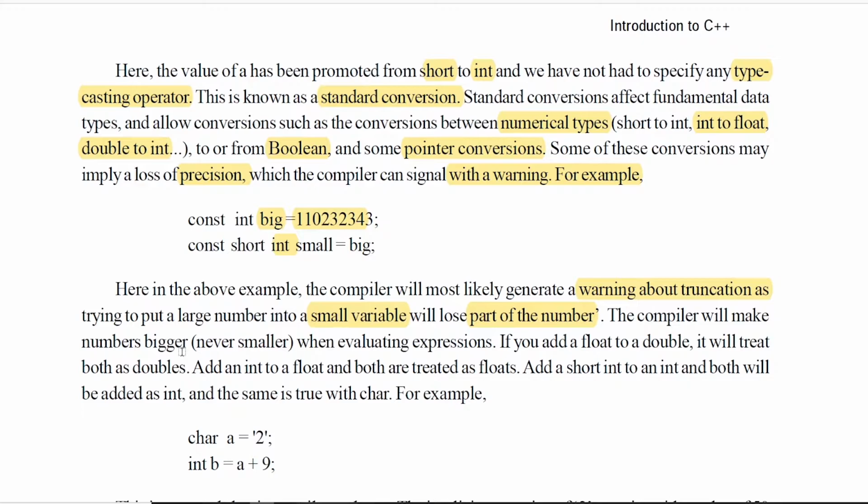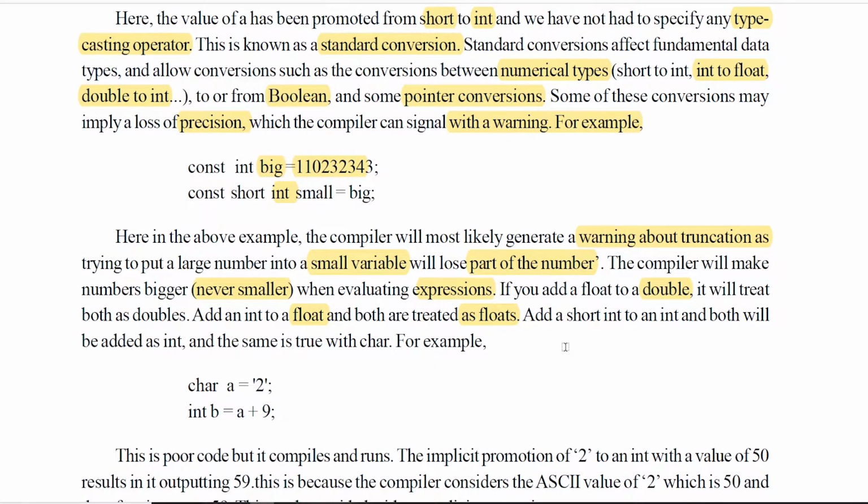The compiler will make a number bigger and never smaller when evaluating an expression. That is the difference. If you add a float to a double, it will treat both as double. Adding an integer to a float means both are treated as float. Adding a short to an integer means it converts to an integer, and the same is true with characters as well.